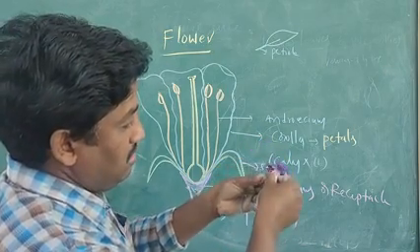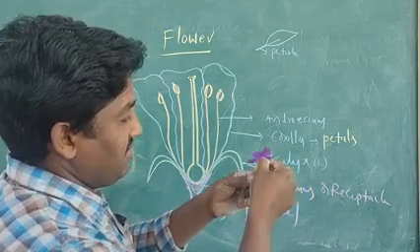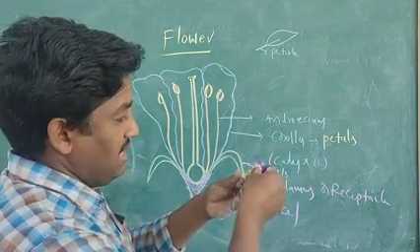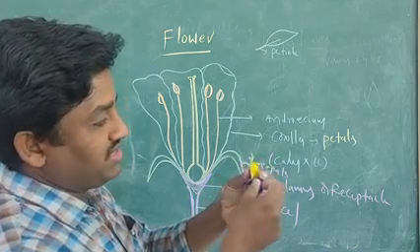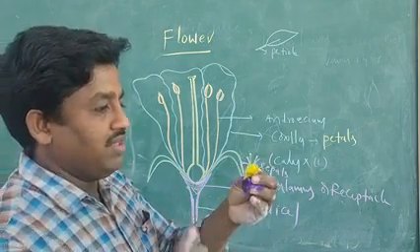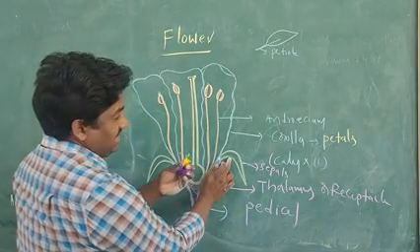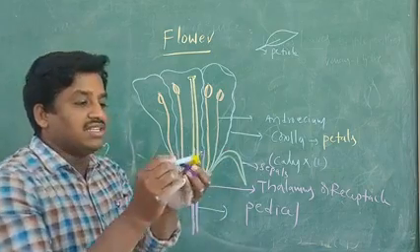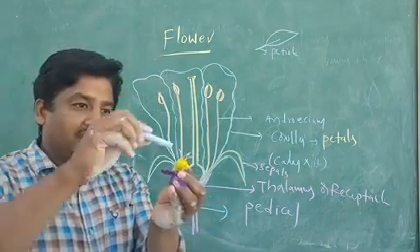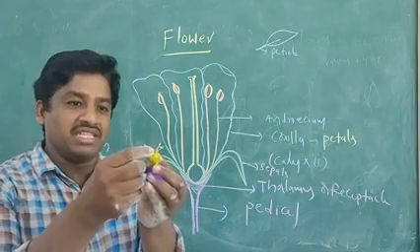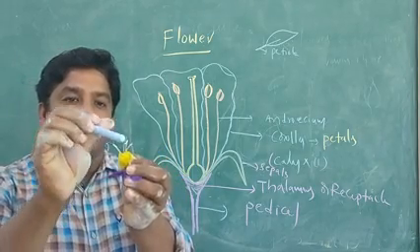See, the third circle of the flower is called the androecium. So, first circle calyx, second circle corolla, third circle, third row. You can see these are the androecium.